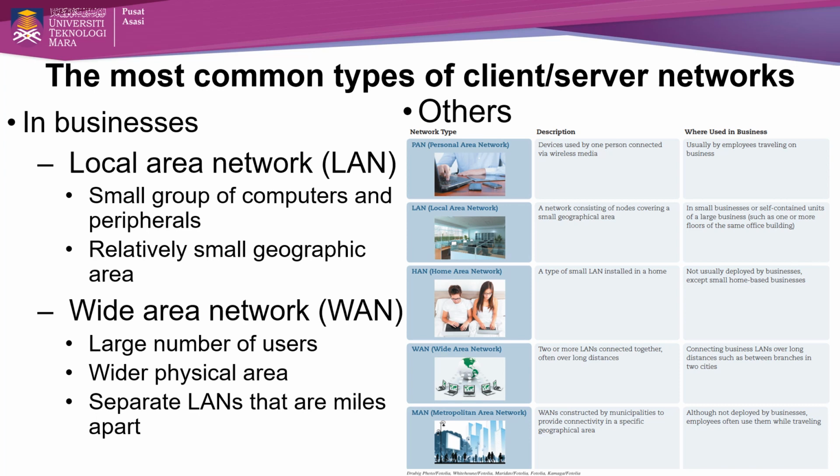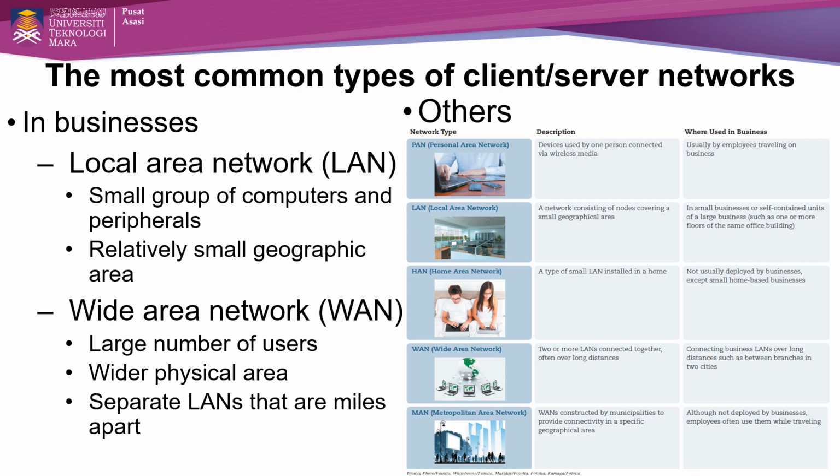WANs. A LAN is generally a small group of computers and peripherals linked together over a relatively small geographic area. For instance, the computer lab at your school. A WAN comprises large numbers of users over a wider physical area or separate LANs that are miles apart. Businesses use WANs to connect two or more geographically distant locations.